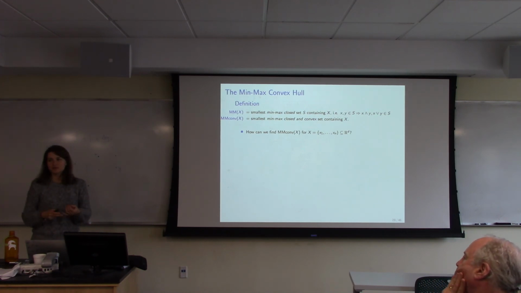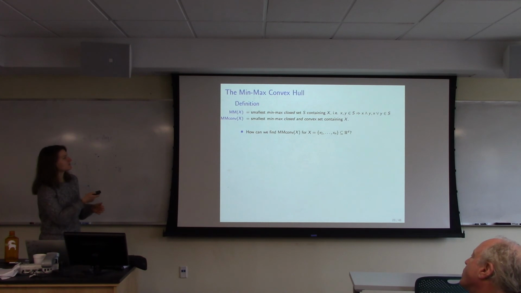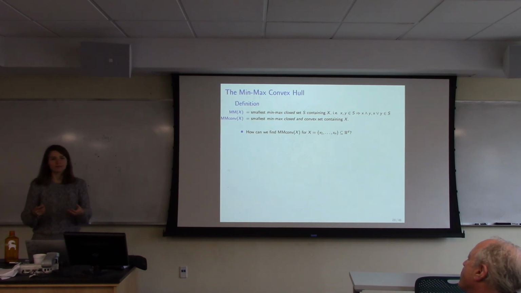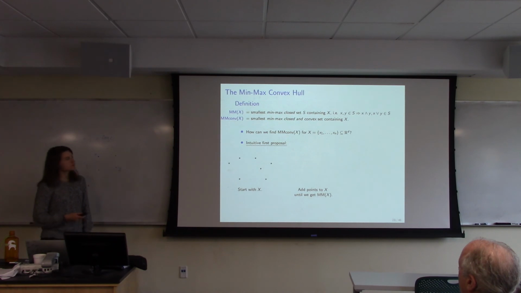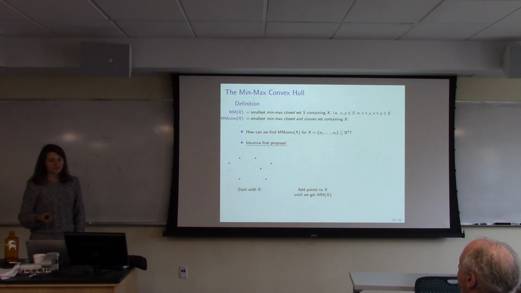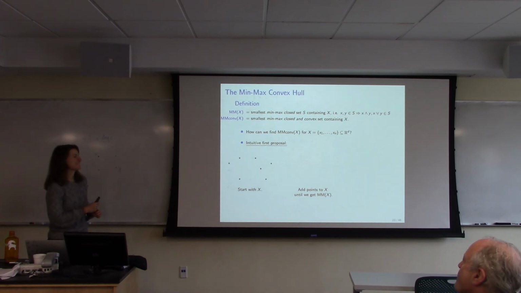So just to make sure that it's clear, the reason it's convex is that our likelihood has to be log-concave, so the support has to be convex, and then it has to be min-max closed. Okay, so how can we find this MM_conv? And my intuitive thought was to just find MM of x and take a convex hull. Okay, so this is just a proposal, which will actually turn out to be wrong. But I thought it was right for a long time.